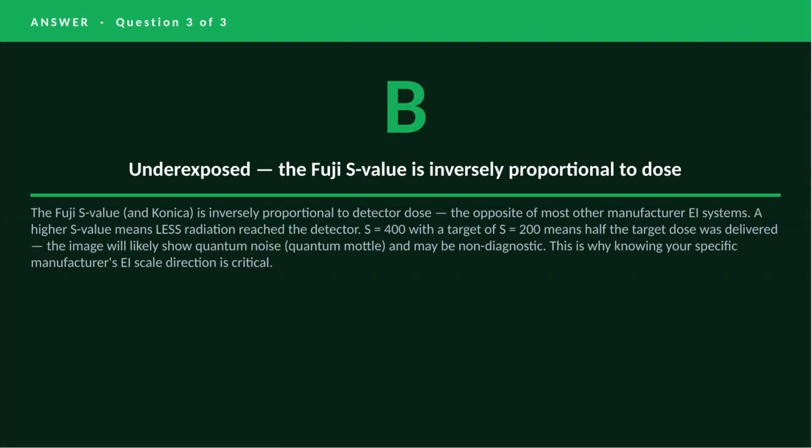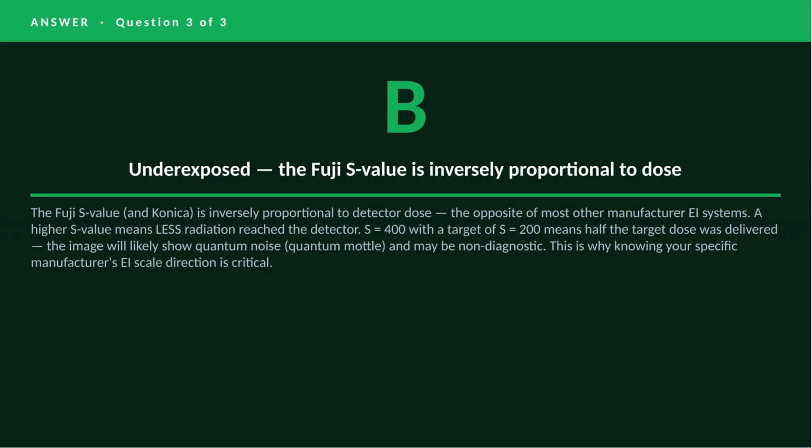The answer is B, underexposed. The Fuji S-value is inversely proportional to dose. A higher S-value means less radiation reached the detector. An S-value of 400 with a target of 200 means half the target dose was delivered: underexposed.